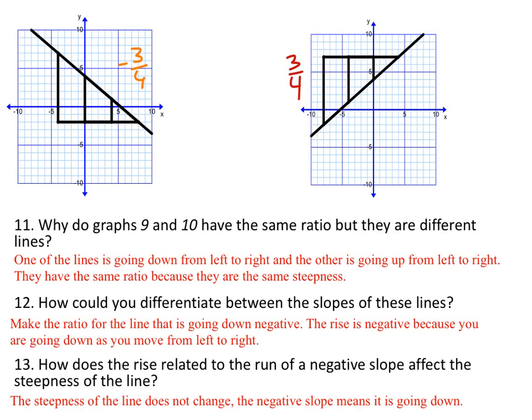All right, number 11. One of the lines is going down from left to right, which is why we get a negative slope on that. And number 10, this one's going up from left to right, which is why it has a positive slope. How can you differentiate between the slopes of these lines? Again, one is negative, one is positive. And 13, how does the rise relate to the run of a negative slope affect the steepness of the line? It didn't. The slope on number 9 is just as steep as the one on number 10. It's just going in a different direction. So it depends on where you would want the steepness if you were to use this for other examples.